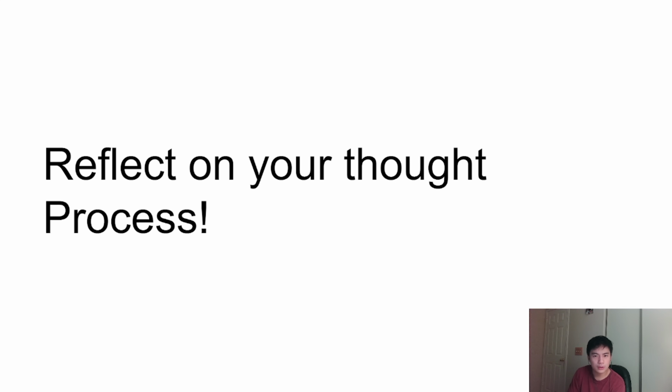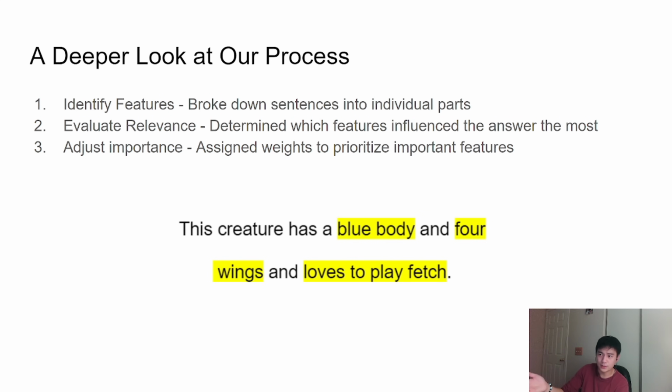And for a lot of you guys, you might be thinking, oh, it's like those 3 steps you just talked about. We made a guess and we compared the guess with the actual answer, and then we optimized it. And that is true, but I really want you to think a lot deeper. If you're like me, this might have been your process. Well, the first step, what you did is you essentially identified the features by breaking down the sentence into individual parts. So the sentence, this creature has a blue body and 4 wings and loves to play fetch. Well, if you look at it, you can see that we actually have 4 features. We have the color, we have the body parts, we have the amount of those body parts, and we have the actual hobbies of that creature.